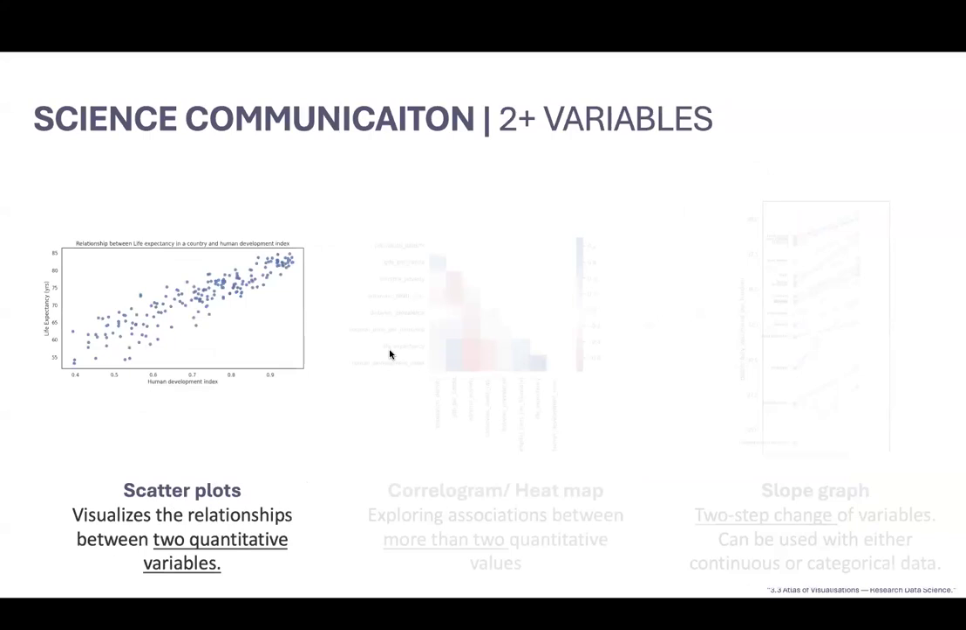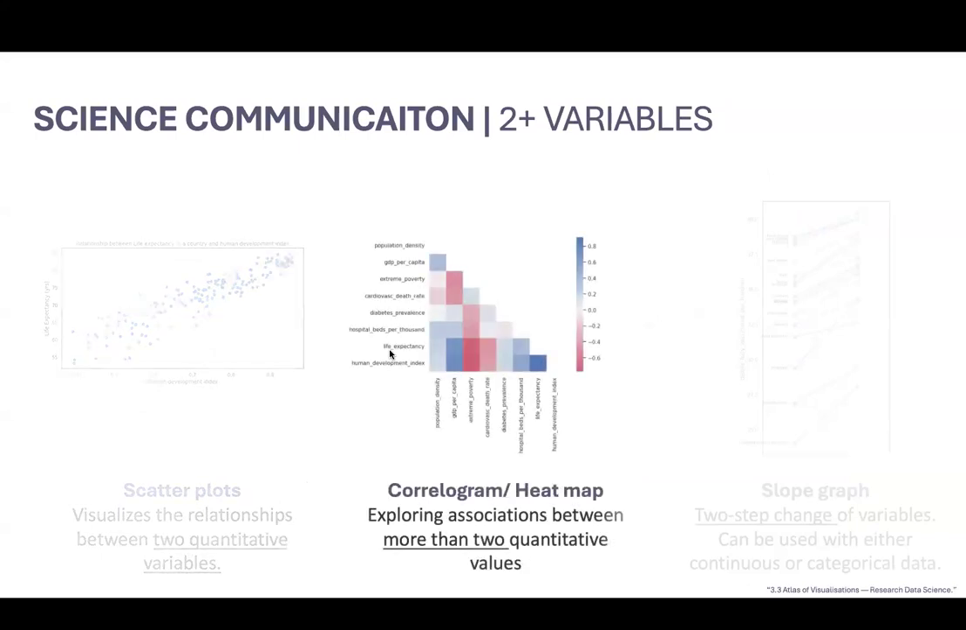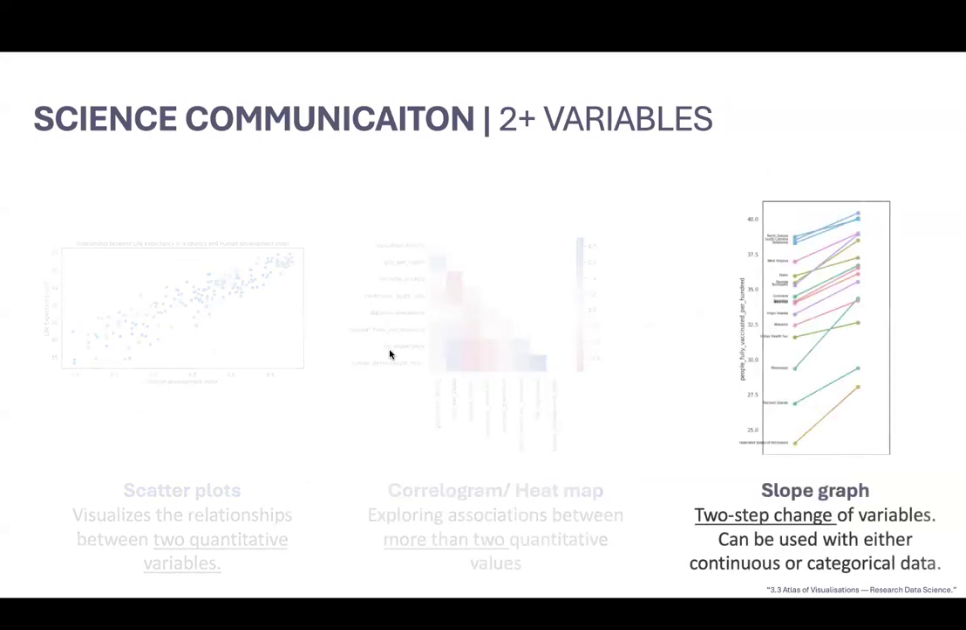And when we start having two or more variables, scatter plots show the quantitative relationship between two variables. When we add another factor, we can show heat maps that add color to show patterns and associations. And slope graphs can show a two-step change of variables, which can be used for continuous or categorical data.